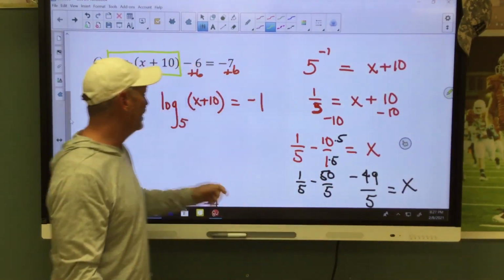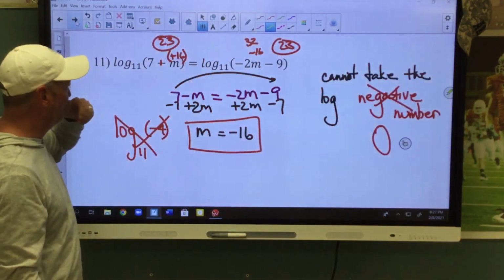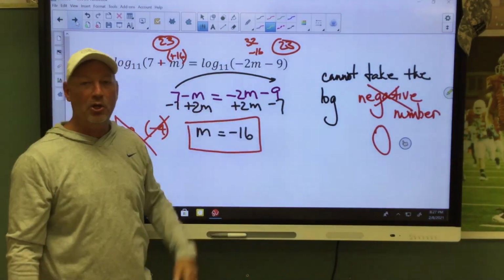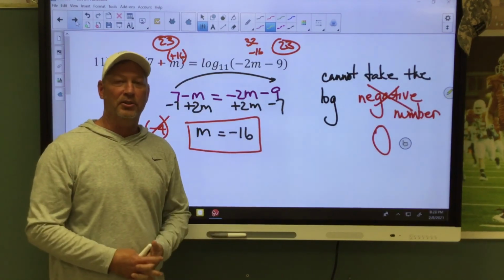Okay? And then the easier ones, maybe, for you, is if they both have the same log base, you can just set up an equation with the expressions.